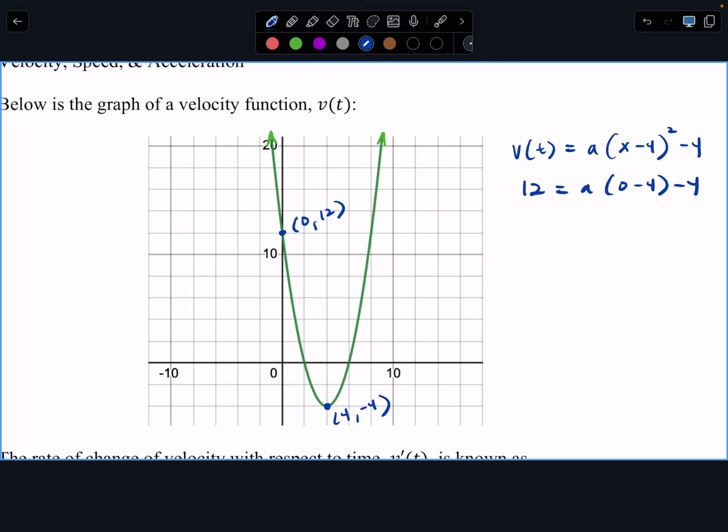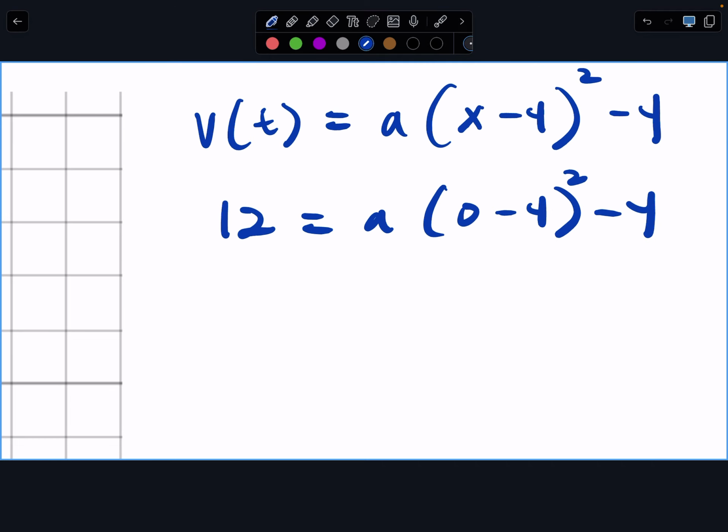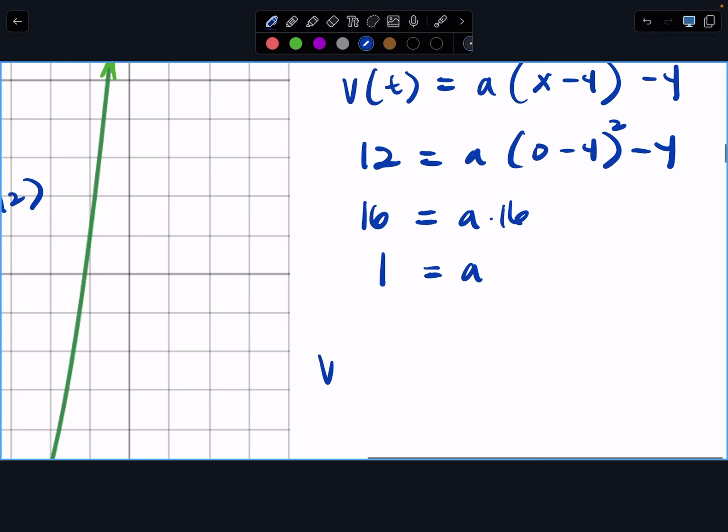What did I do wrong here? I did something wrong again. No, I didn't. I'm okay. I left off the exponent of 2. There we go. So then we'd have 16 equals a times 16. So a is equal to 1. Yay. That was what was supposed to happen. I got nervous there for a second.